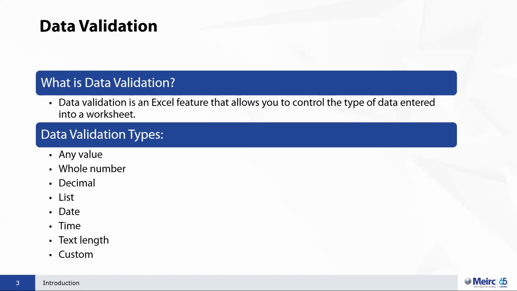Also, we can mandate a date, a time, a specific text length, and the final one, custom. Basically, this is anything that you would like to customize in terms of rules. This is where the sky is the limit. So we are not limited to these rules, whole number, decimal, and so on. If you would like to go a bit more exotic and advanced, you can utilize the custom feature, and I will give you a few examples on the custom as well.